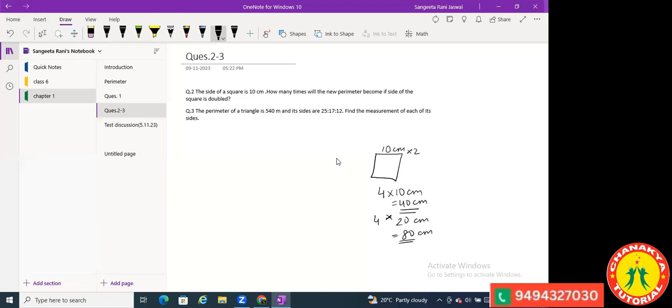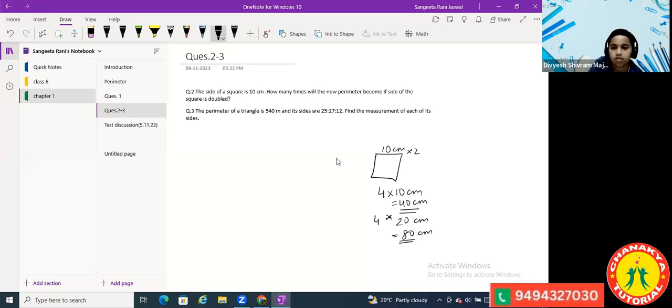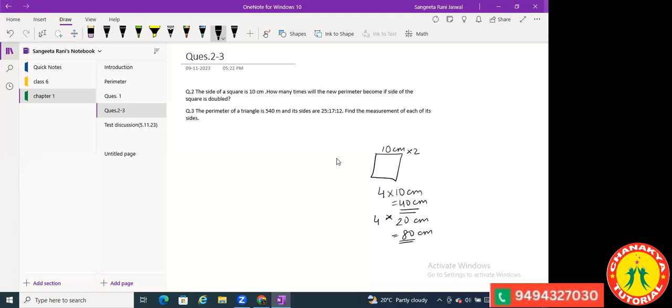So what is the difference between the two perimeters, the original perimeter we got earlier and the new one? The perimeter is also doubled. When the side of the square is doubled, the perimeter is also doubled. So this is the difference we can see. Let's write in the proper statement form how exactly you have to write the answers.